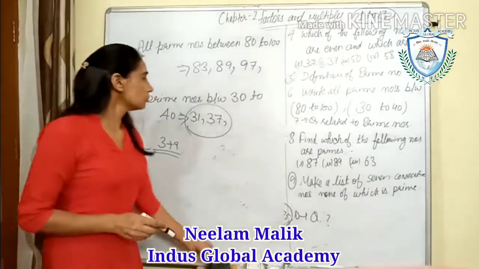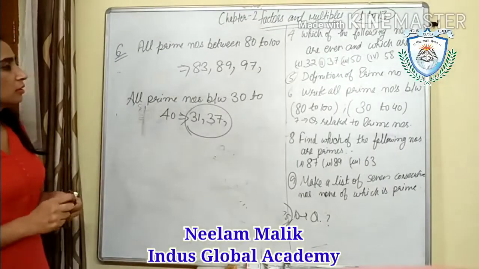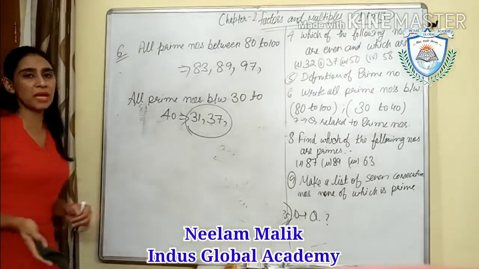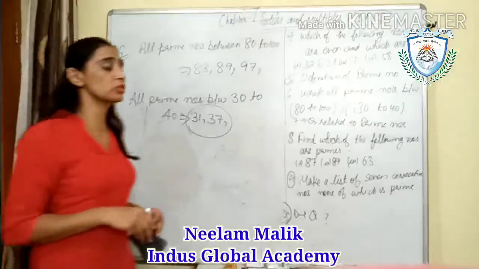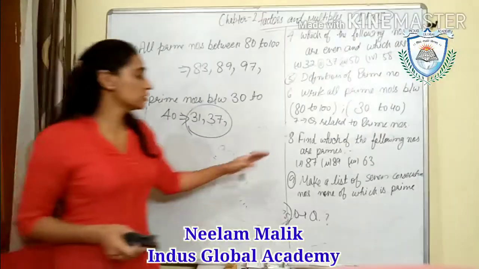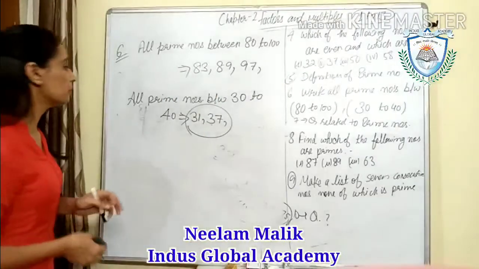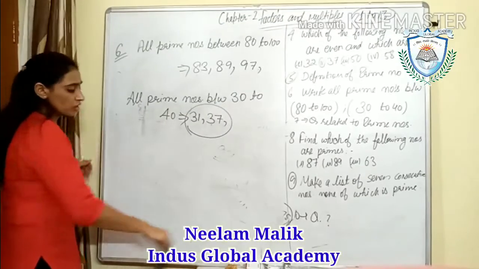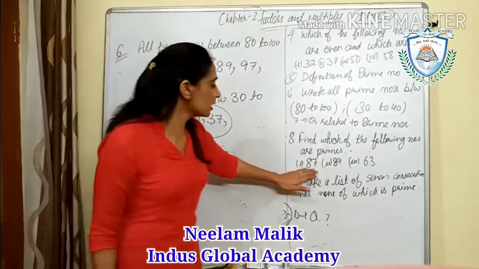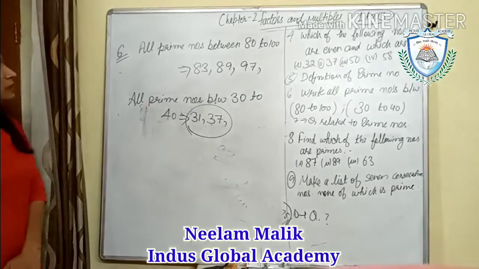Next is question number 7. In question number 7, this is a question related to prime numbers. You will give your answers, because I have discussed each and every point about the numbers. Now question number 8. Find which of the following numbers are prime. That means a few numbers are given, so we have to check whether these numbers are prime or not. First is 87. Look here, 87.